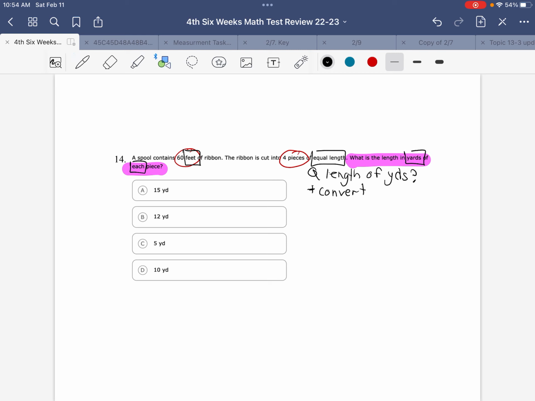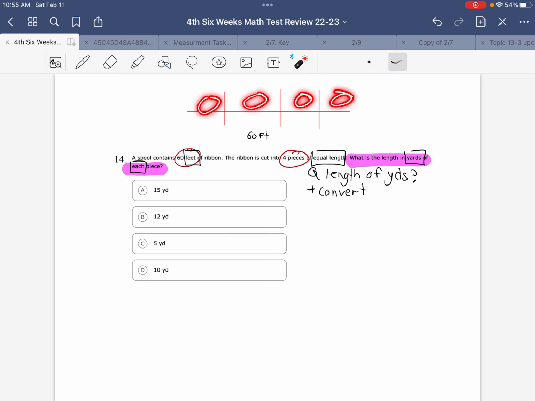Okay, so now I'm going to draw it out. I'm going to draw it up here. There is a spool of ribbon, so I'm just going to make a line. And they're saying this ribbon is 60 feet. So I'm just going to put on the bottom 60 feet. They said the ribbon is cut into 4 pieces. Okay, so 1, 2, 3, 4. It does not have to be perfect, but it's cut into 4 pieces. So 1, 2, 3, 4.